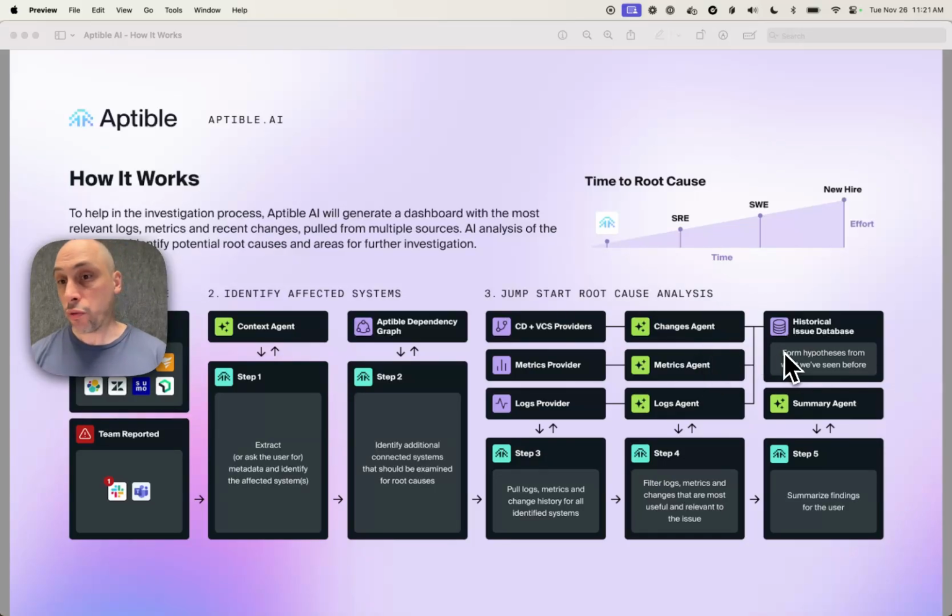And part of how this works is we've built up a historical database of issues. This is all of the issues that have ever been reported by customers on apps and databases that are running on Aptible. We've used that to build templates for common patterns of root causes that cause certain symptoms. And this database will improve over time based upon the issues that are specific to your own organization.